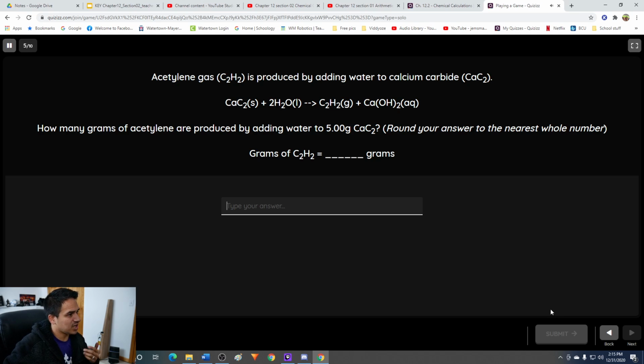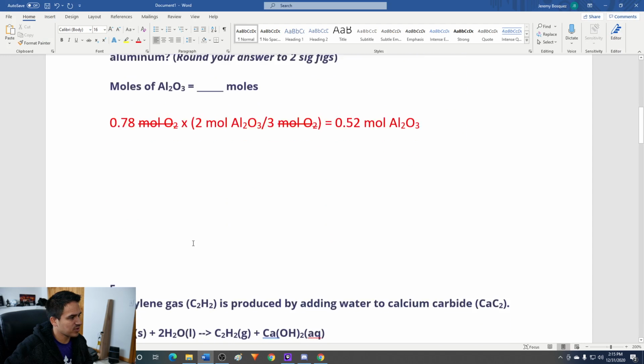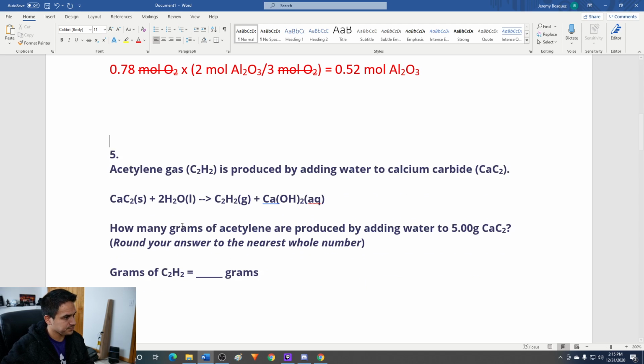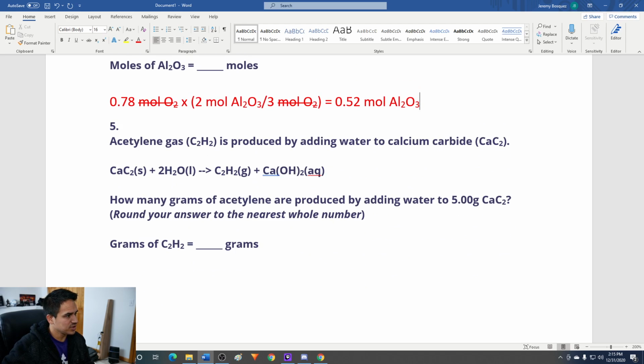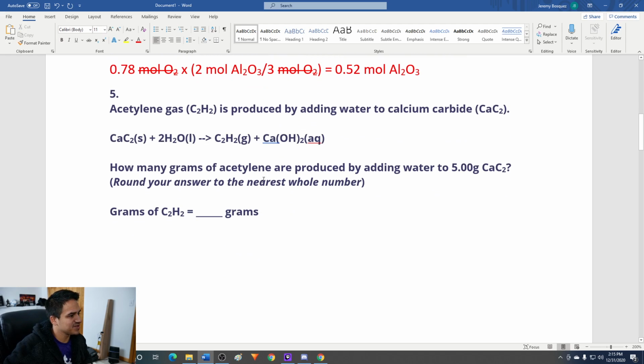All right, acetylene gas is produced by adding water to calcium carbide. All right, so they have this reaction. How many grams of acetylene are produced by adding water to 5 grams of CaC2? Okay, so let's again open up the problem here in our Word document. Okay, so they've got all this stuff here at the beginning, blah, blah, blah. Okay, but here's our reaction. So the question is how many grams of acetylene?